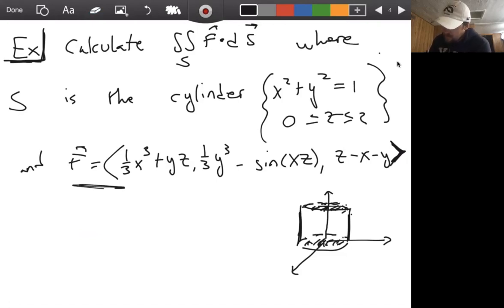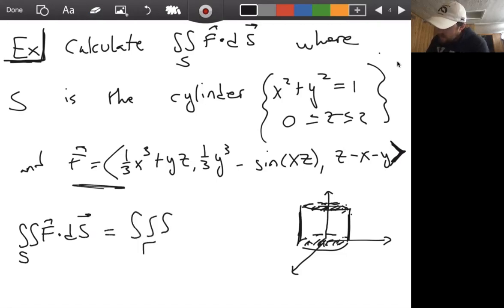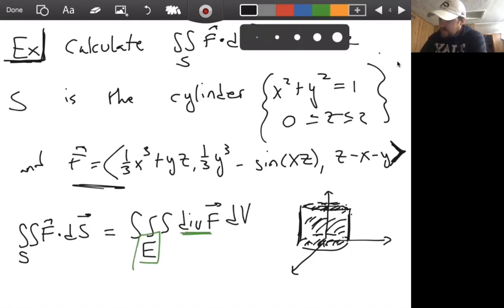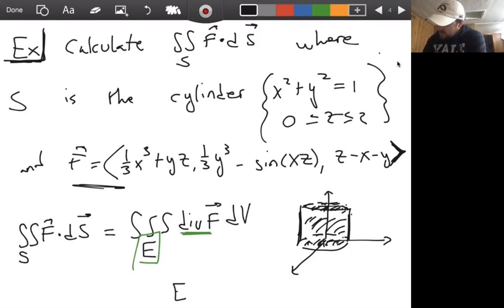The divergence theorem says that the flux integral, or the vector surface integral, is the same as the triple integral over the solid E, now containing everything inside the cylinder, of the divergence of our vector field dV. And so we need to understand what E is, and we need to calculate the divergence of F. So first, let's write what E is going to be.